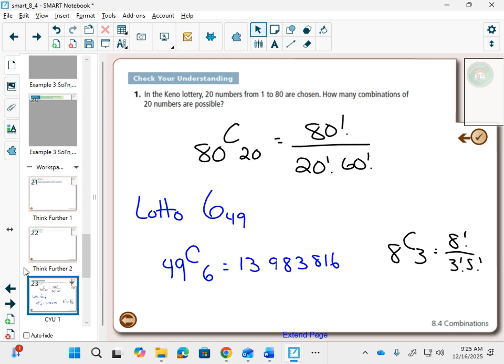But if it is on your bucket list to win the lottery, you can do it. I think the lottery ticket's $2 now. For $28 million, you could buy every number. And you could guarantee to win the lottery. Right? So if it's at 50 million, right?